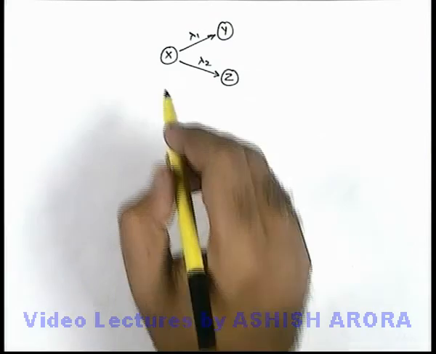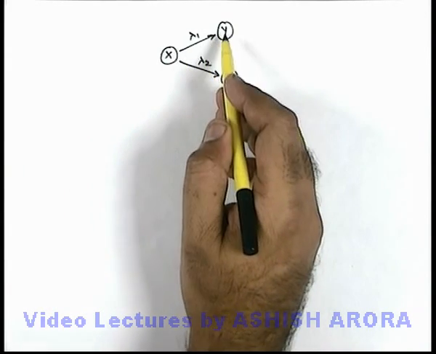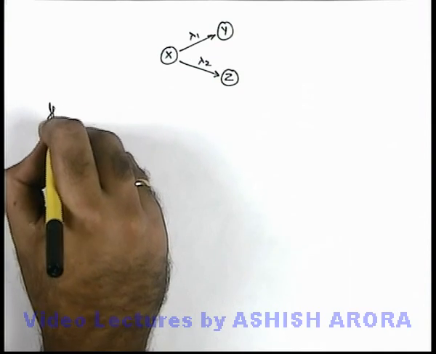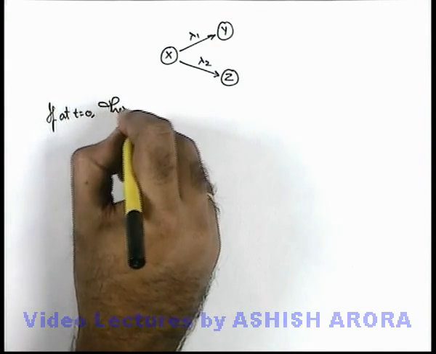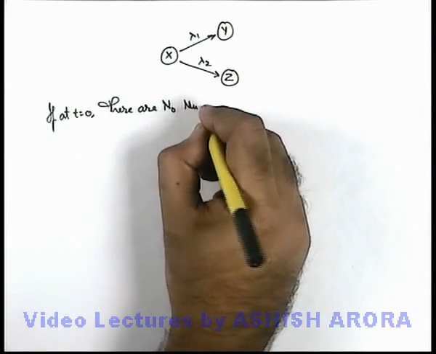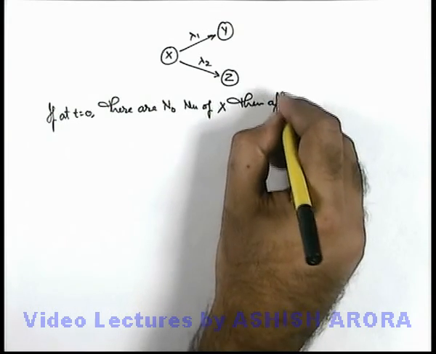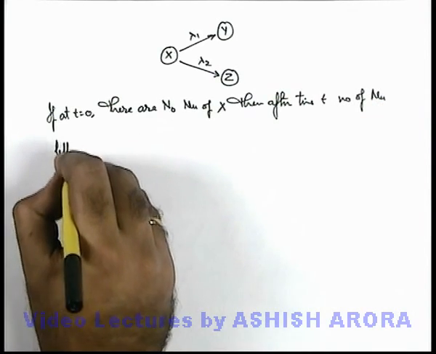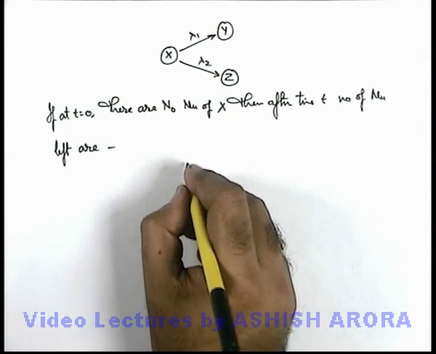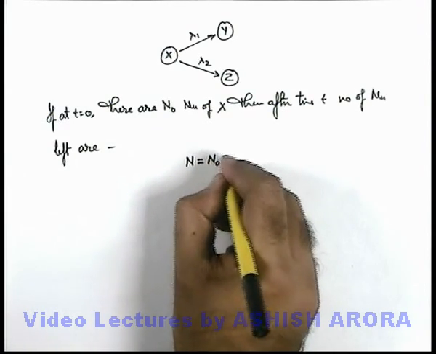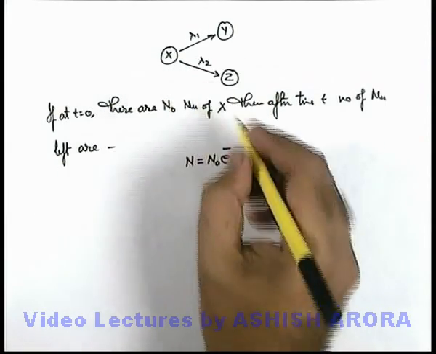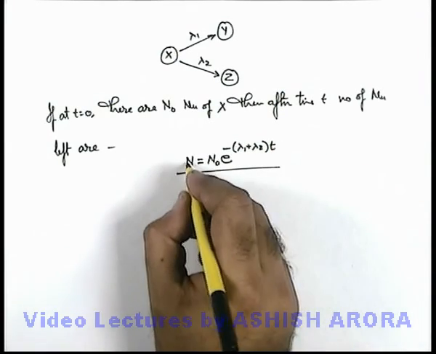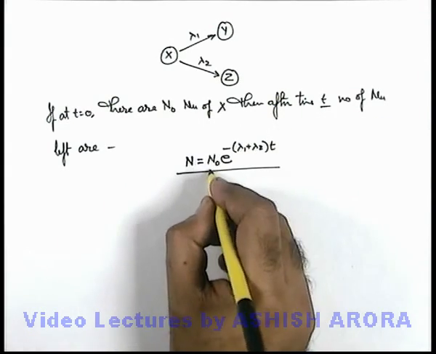As we have studied here that if a radioactive element X has a probability of decay to two elements Y and Z with decay constant lambda 1 and lambda 2, analytically here we can write if at T equals to 0, there are N0 nuclei of X, then after time T, number of nuclei left are, this can be directly given by radioactive decay law as N is equals to N0 e to power minus lambda T, and the decay constant for the element X here we can write as lambda 1 plus lambda 2 into T. This is the relation we use for number of parent nuclei left after time T if initial number of nuclei were N0.